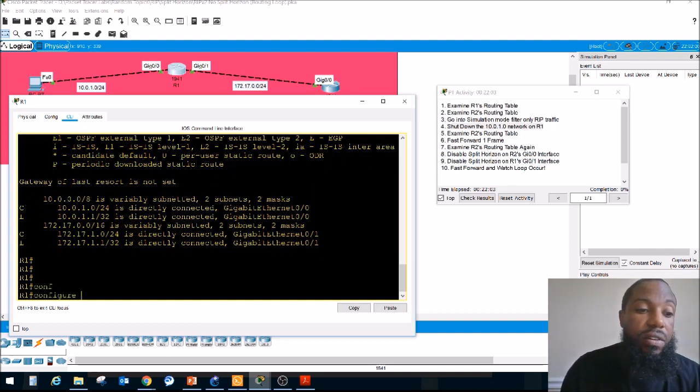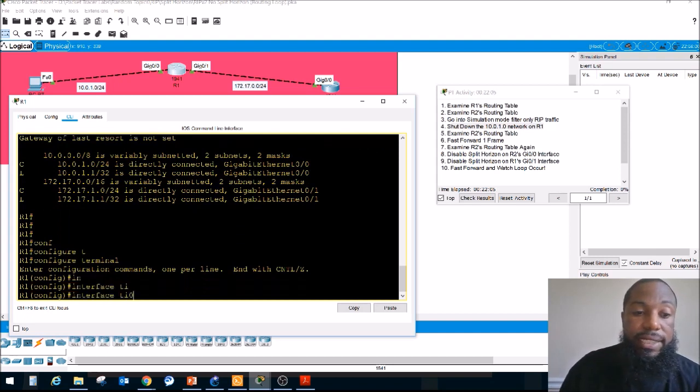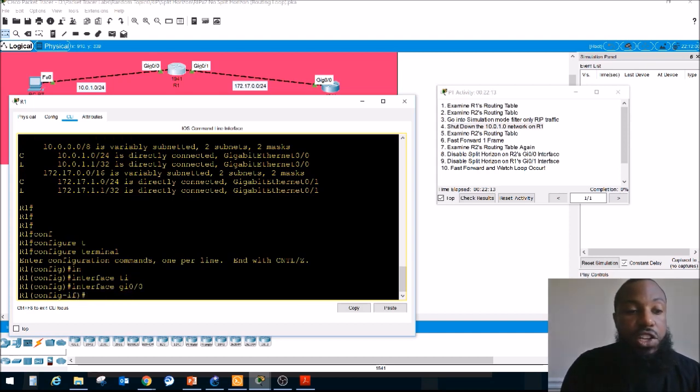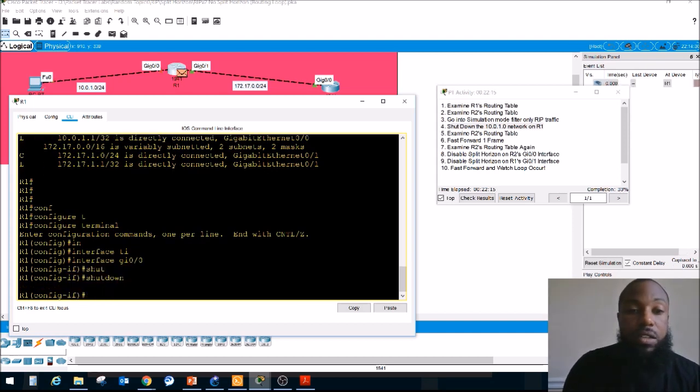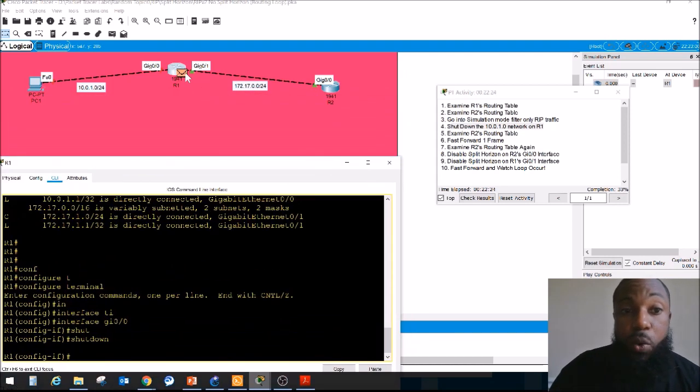Interface configure terminal, interface GI0/0, and then shut down, right? So we shut him down, and now that we shut him down, we're queuing an RIP message to let him know about it, right? So router 1's going to let him know about it. Let's see what happens, right?